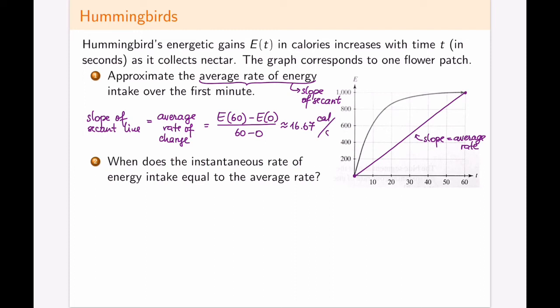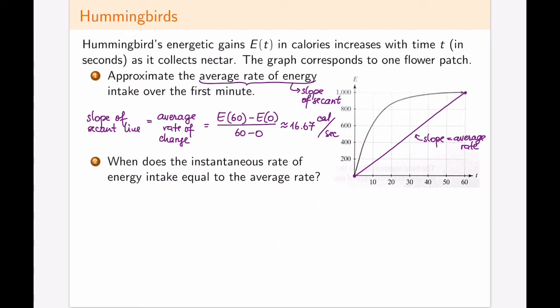So calories per second. As a result, we can say that on average, the hummingbird is consuming 16.67 calories per second over the first minute. However, we can of course see that this graph isn't always constant. The hummingbird is consuming quite fast in the beginning and then slows down her consumption as it runs out of the nectar to actually eat.